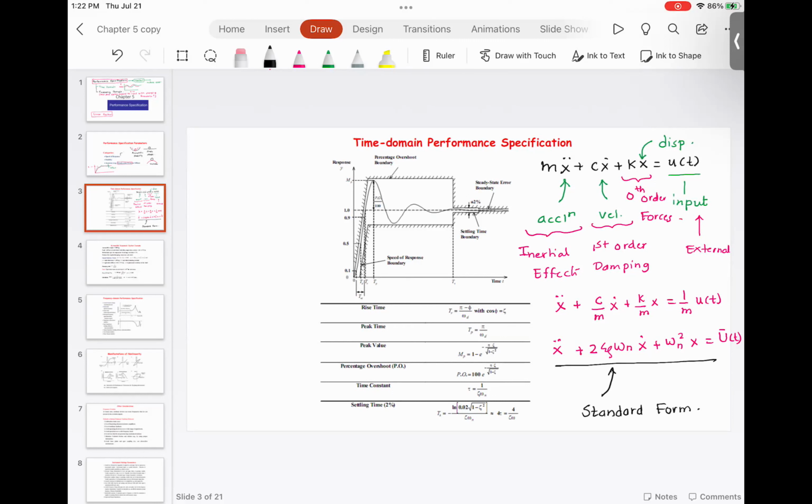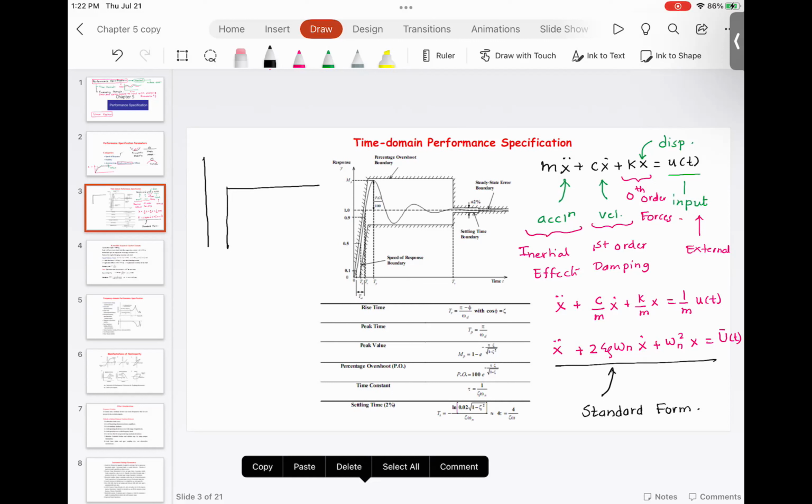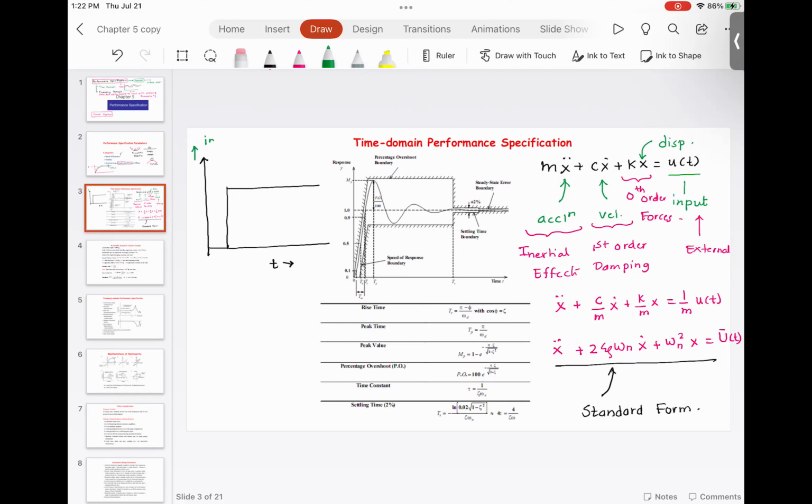Now, if you have a system in the standard form, and you excite it with a step input, I need to be extremely careful when I make this distinction. I want you to understand how this works. Think of this as the step input that is supplied. This is time, and on the y-axis I'm describing input and output.